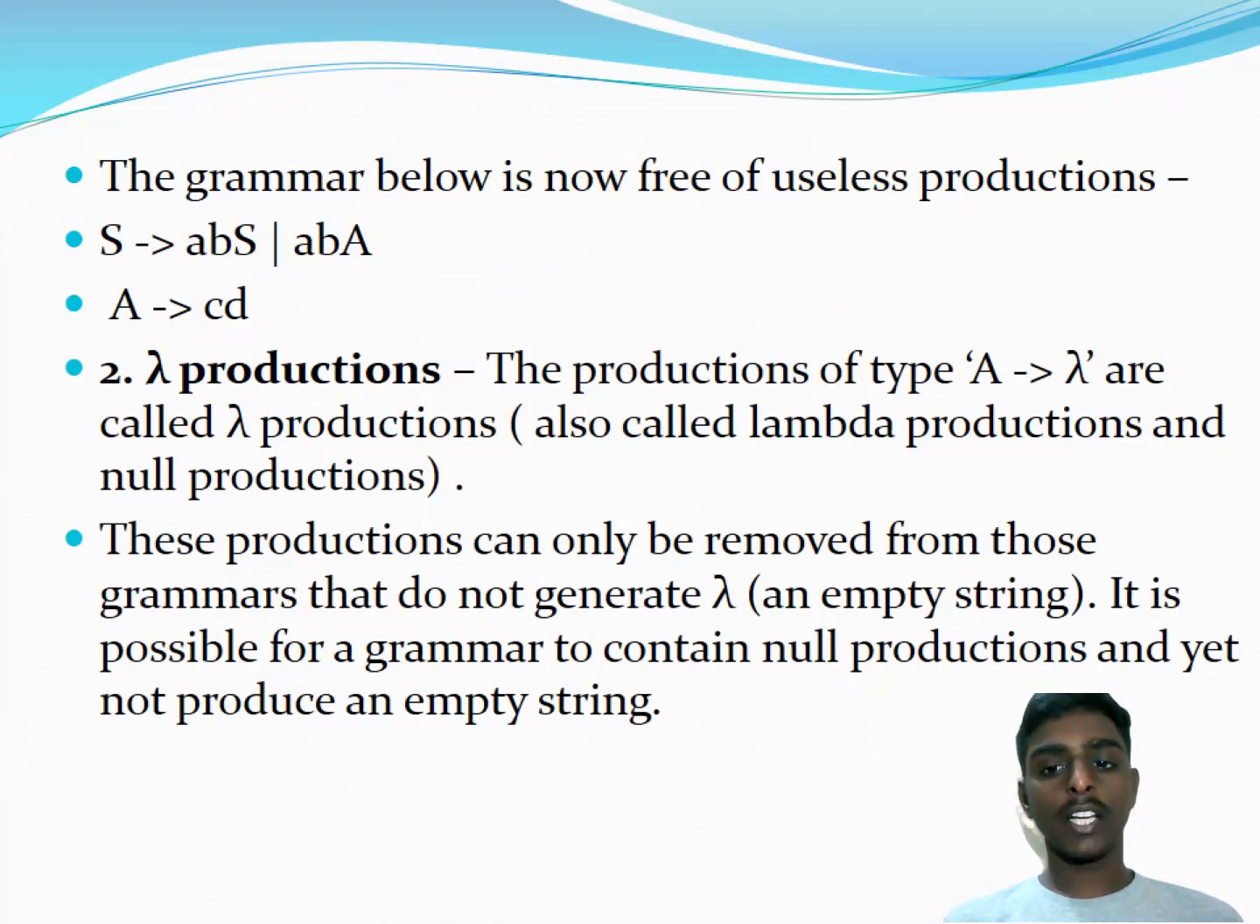The second step is lambda productions. The productions of type A tends to lambda are called lambda productions, also called null productions. These productions can only be removed from those grammars that do not generate lambda. It is possible for a grammar to contain null productions and not produce an empty string.